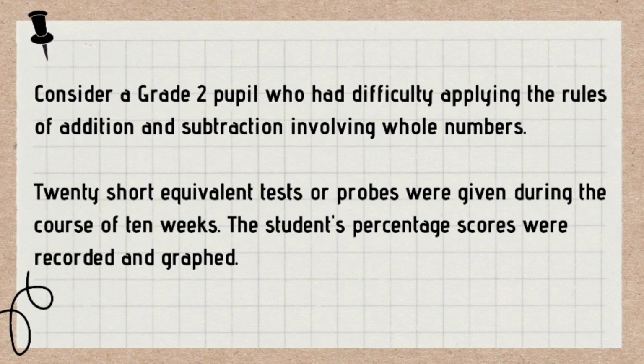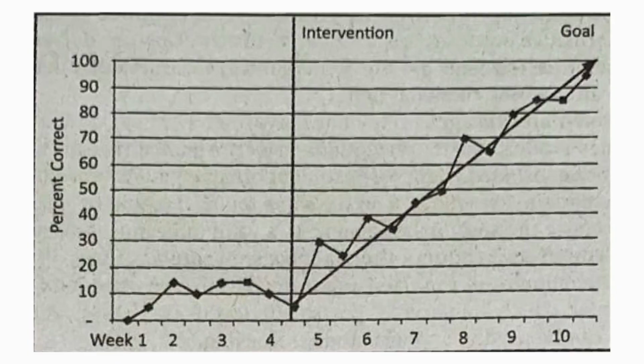Consider a grade 2 pupil who had difficulty applying the rules of addition and subtraction involving whole numbers. 20 short equivalent tests or probes were given during the course of 10 weeks. The student's percentage scores were recorded and graphed. As you can see in this table, the line graph reveals that the student's performance did not improve during the first 4 weeks.